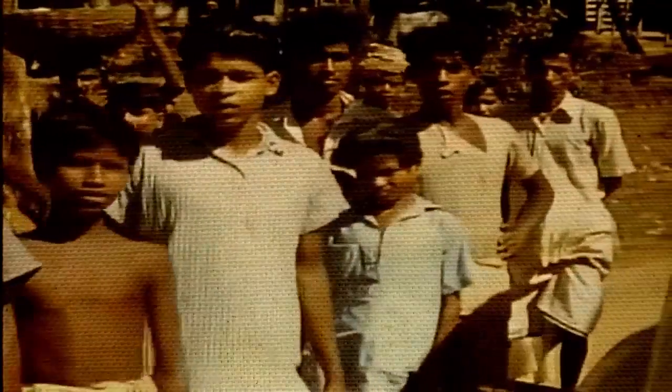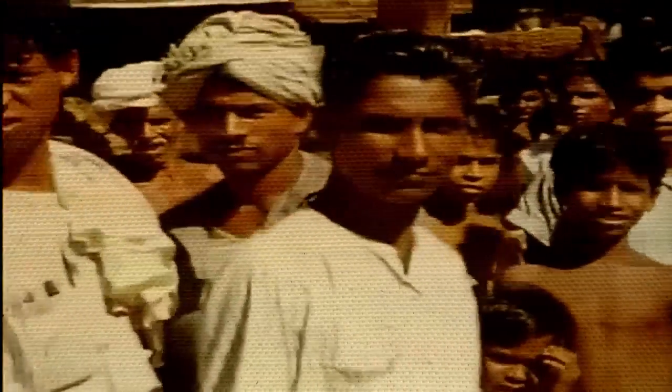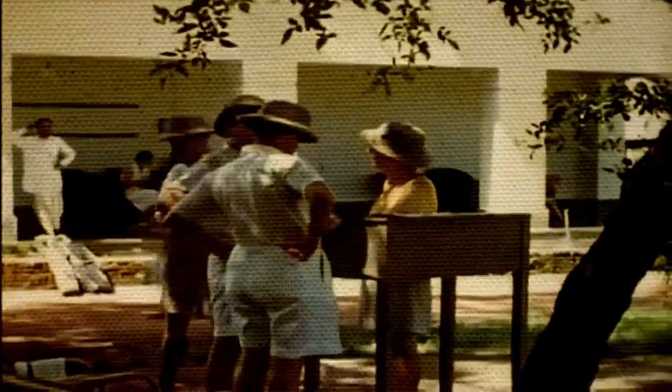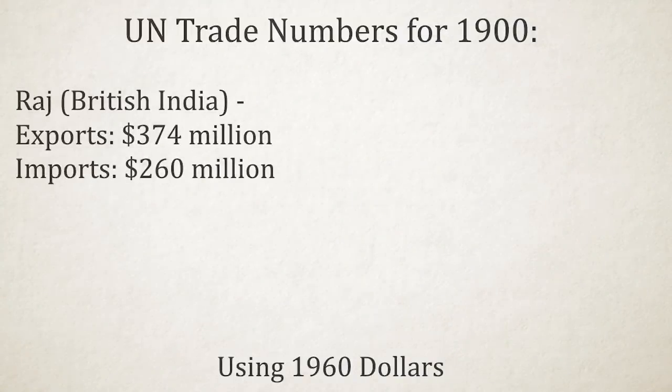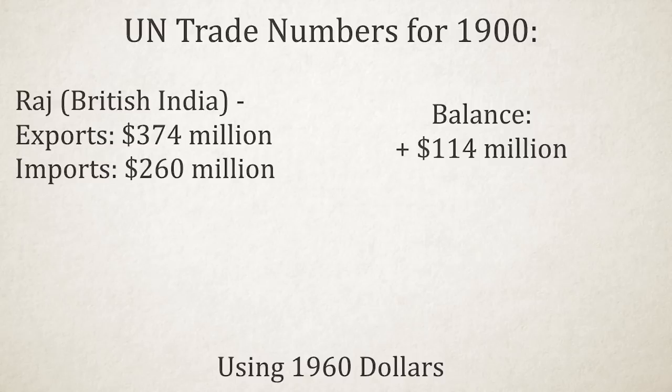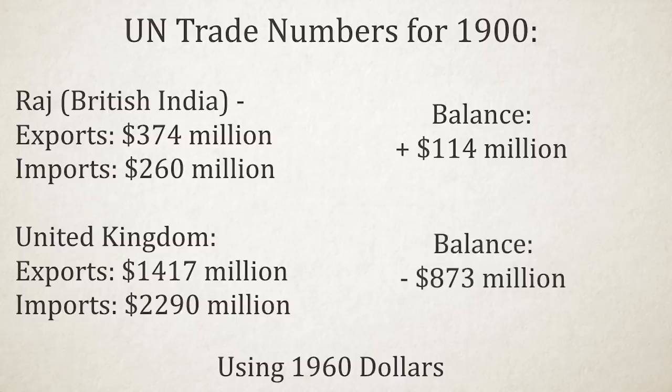Now, on balance of trade, Thoreau says some stuff that is incredibly misleading, but also technically false. Using UN trade statistics, we can look at the United Kingdom and the Raj's balance of trade in 1900. In 1900, the Raj, which is modern-day India, Pakistan, Bangladesh, Burma, and Sri Lanka, exported 374 million and imported 260 million, giving them a balance of trade of plus 114 million in 1960 dollars. The United Kingdom in 1900 exported 1,417 million and imported 2,290 million in 1960 dollars, giving them a balance of trade of negative 873 million.